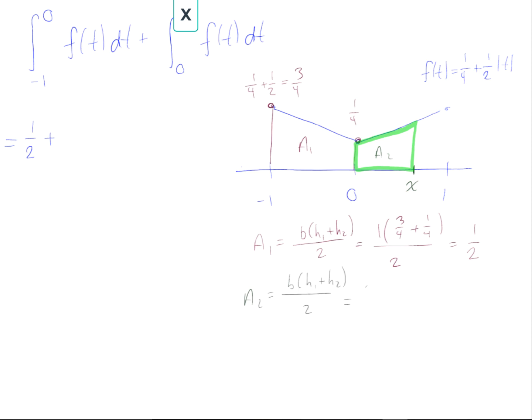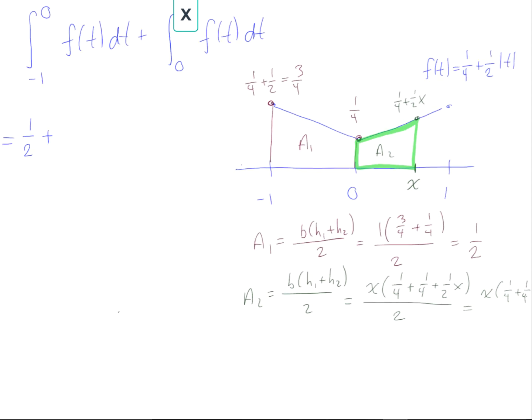The base of this trapezoid is x. The height on its left is 1/4. The height on its right is 1/4 plus 1/2 x. Because x is positive, the absolute value of x is x. Altogether, this area is x times 1/4 plus 1/4 x. So this is our cumulative distribution function when x is between 0 and 1.